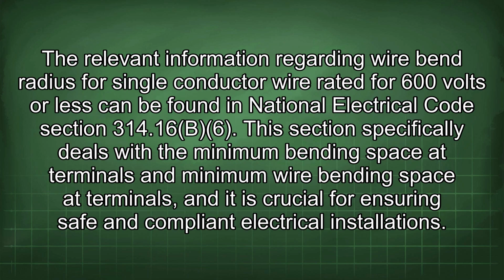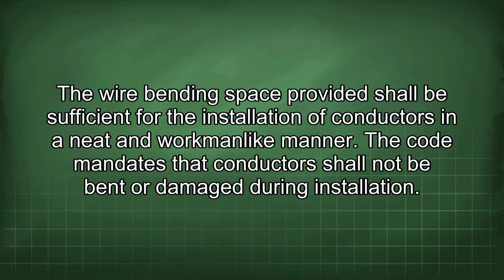The relevant information regarding wire bend radius for single conductor wire rated for 600 volts or less can be found in National Electrical Code Section 314.16(B)(6). This section specifically deals with the minimum wire bending space at terminals, and it is crucial for ensuring safe and compliant electrical installations. The wire bending space provided shall be sufficient for the installation of conductors in a neat and workmanlike manner. The code mandates that conductors shall not be bent or damaged during installation.